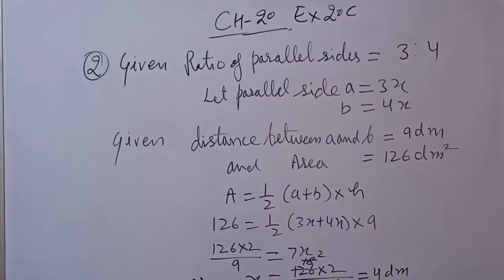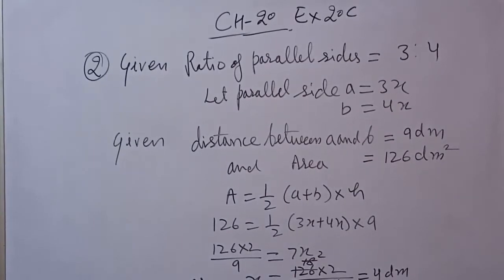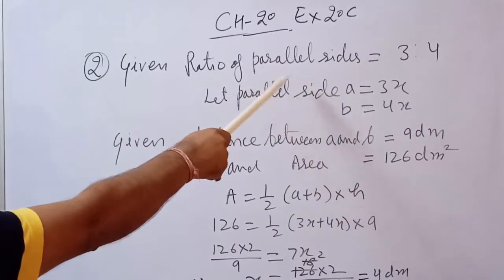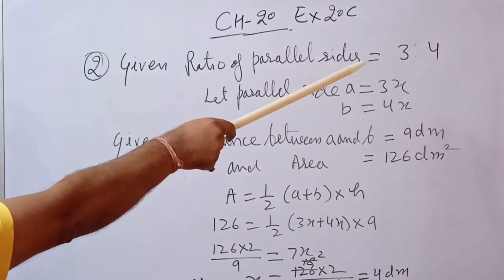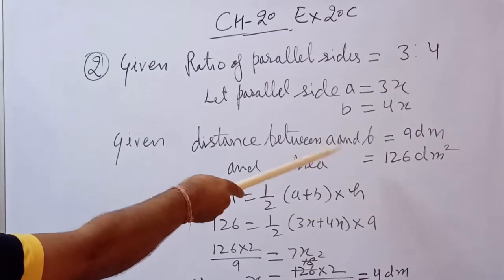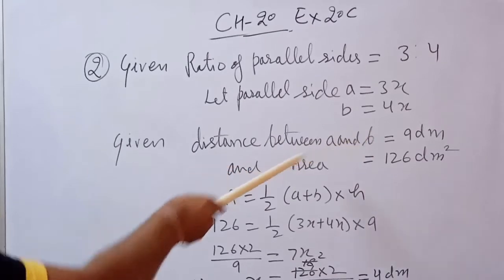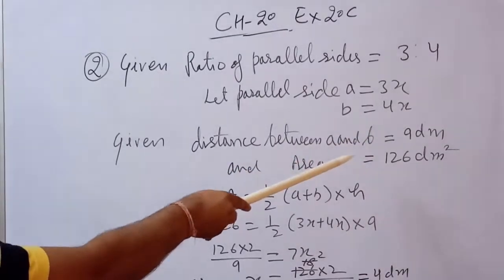Children, I am taking question number 2, in which the parallel sides of the trapezium are given in the ratio 3:4. The ratio of the parallel sides equals 3:4, and the distance between them, taking A and B as the parallel sides, is 9 dm, and the area is also given as 126.